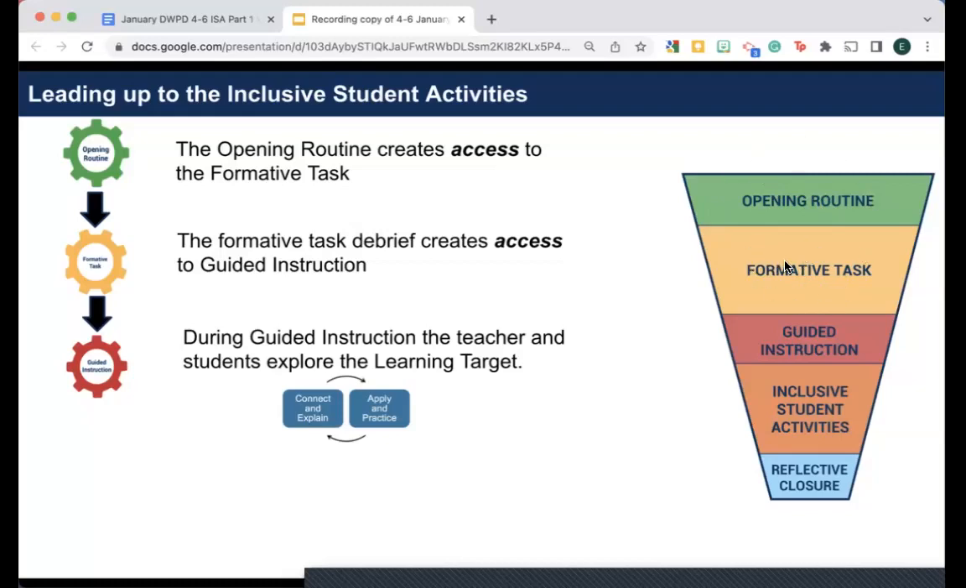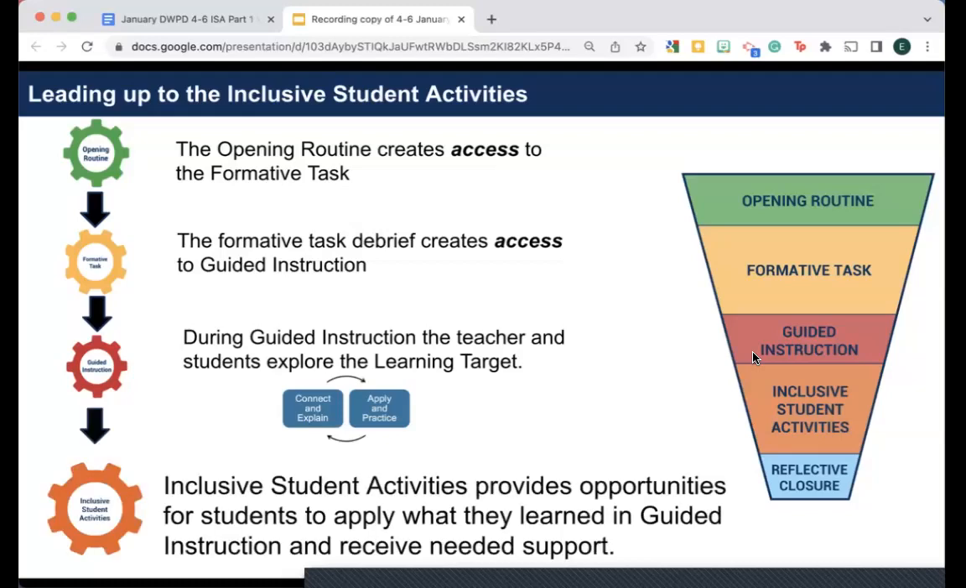The formative task is intended to provide access to guided instruction. Students are solving the problems however they think about them, using what models make sense to them. They might struggle and they might not solve it, but they are thinking and doing and jogging their memory about what they do know so that you can leverage it when you get to guided instruction, at which point teacher and students are exploring the learning target. We're funneling our knowledge, we're growing our knowledge, we're providing access to the learning target.